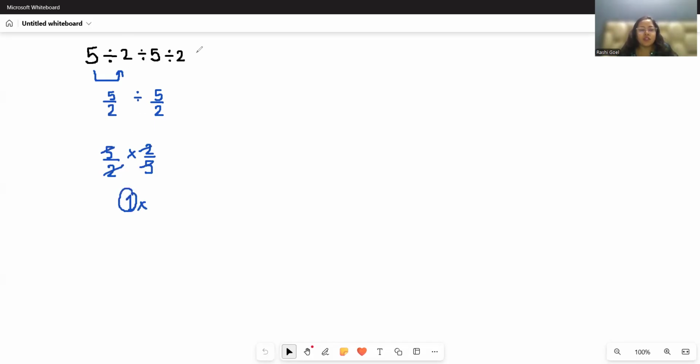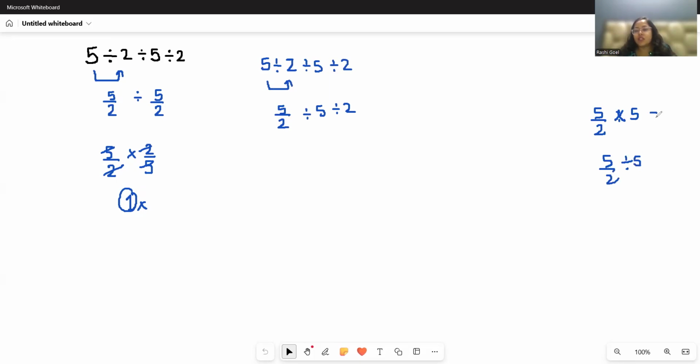Because when you have the same operation repeating multiple times, that is 5 divide 2 divide 5 divide 2, then you have to solve it from left to right. So it becomes 5 by 2 divided by 5 divided by 2. Now there are two different things, that is 5 by 2 divide by 5 and 5 by 2 divide by 5.